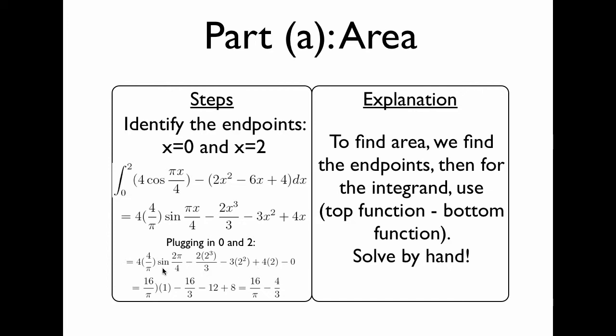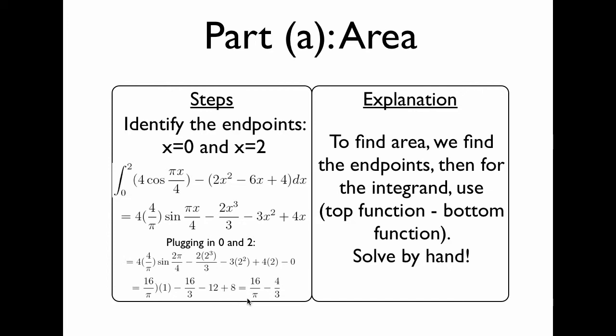You'll notice one common mistake I see is where sine 2 pi over 4 is not the same as 2 times sine pi over 4. So you want to plug in the number first, then evaluate this new term. So 2 pi over 4 is the same as pi over 2. So sine of pi over 2 is 1. Down here I've multiplied 4 times 4 into 16 over pi. Here we've combined the 2's. We have 16 thirds. 3 times 2 squared, or 4, becomes negative 12 here, and 4 times 2 becomes plus 8. Now this is a messy looking integral.